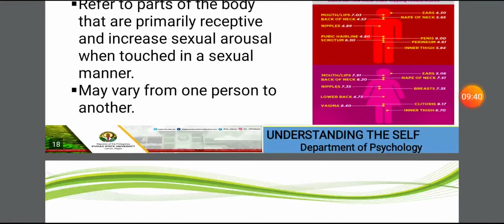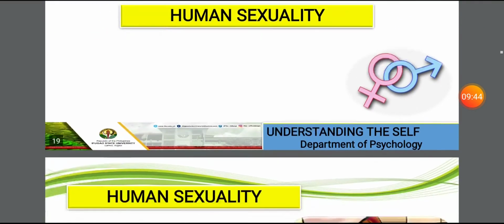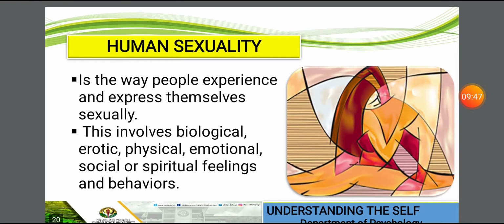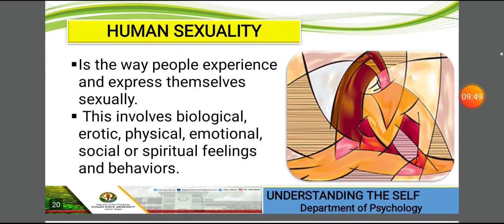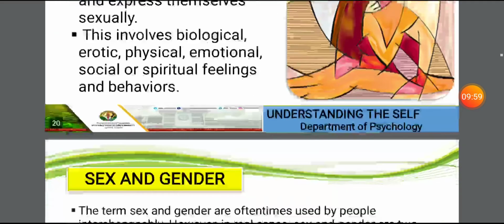So, yun po. So, let's proceed to human sexuality. This refers to the way people experience and express themselves sexually. This involves biological, erotic, physical, emotional, social, and spiritual feelings and behaviors.